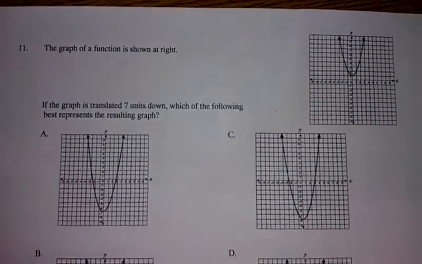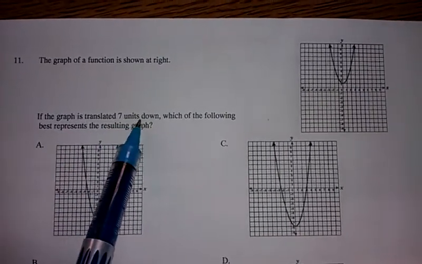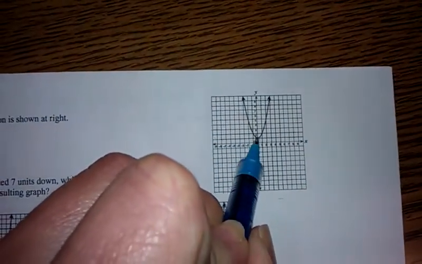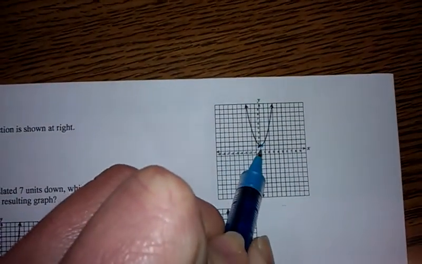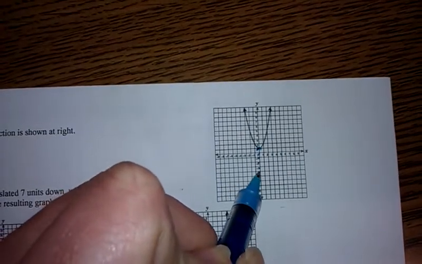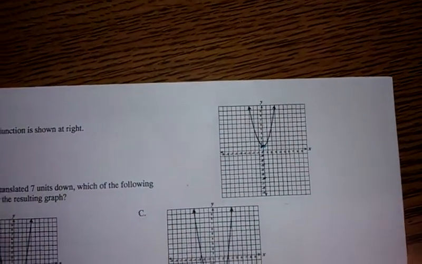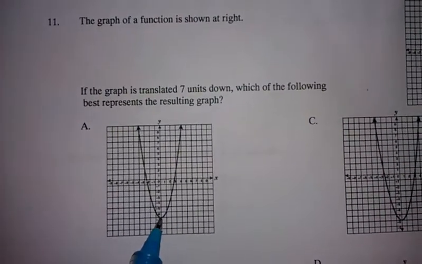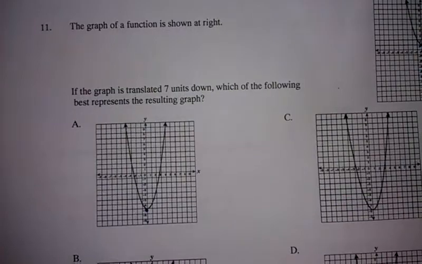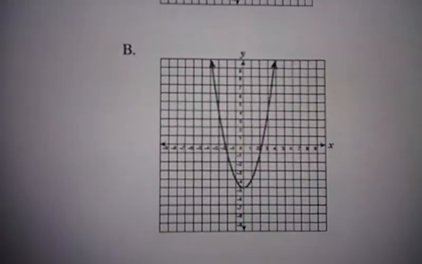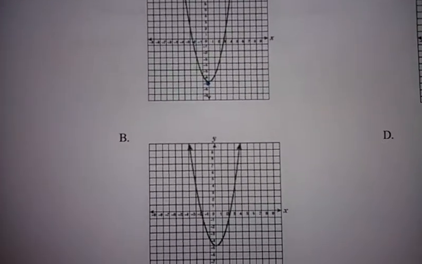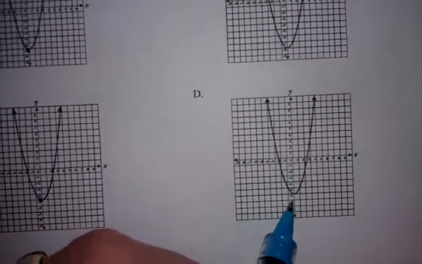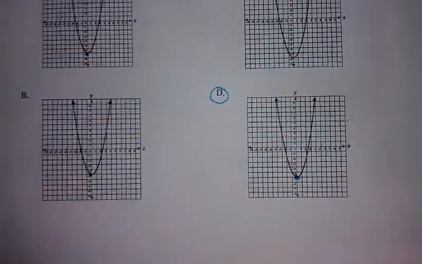Okay, now this one right here says, if the graph is translated 7 units down, which of the following best represents the graph? Right here, I'm starting at 1. And I'm going to go down 1, 2, 3, 4, 5, 6, 7. So there I am at negative 6. So I'm looking for the graphs that have the vertex at negative 6. That's negative 7. That's not it. These graphs are hard to read. Right here, this one looks like it is at, let's see, 1, 2, 3, 4. Oh, no, that's at 5. This one's at 6. Your answer would be D.